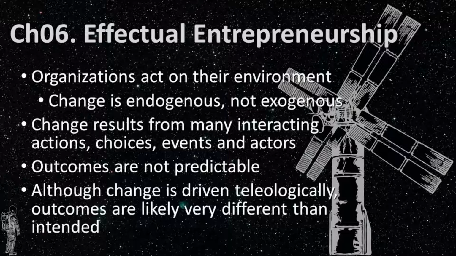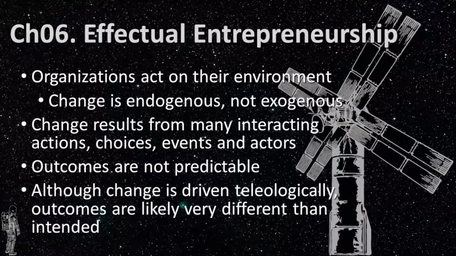Finally, the last chapter in this part of the handbook, Chapter 6, is entitled An Effectual Entrepreneurial Model of Organizational Change. The effectual entrepreneurial model conceives of organizations that move through time, acting on their environments, shaping and constructing those environments, challenging the idea that change is uniquely driven by the external environment, as we talked about in Chapter 2.